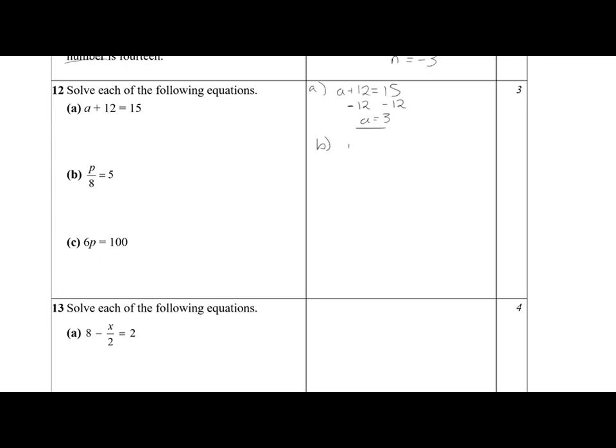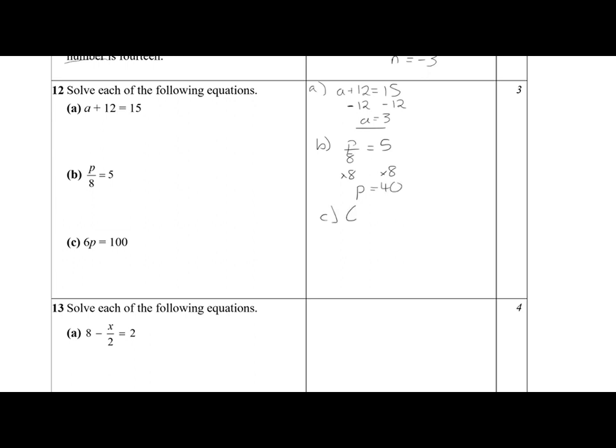Part B, we've got p divided by 8 is equal to 5. What's the opposite to dividing by 8? The opposite to dividing by 8 is multiplying by 8. So multiply both sides of the equation by 8. P is 40.